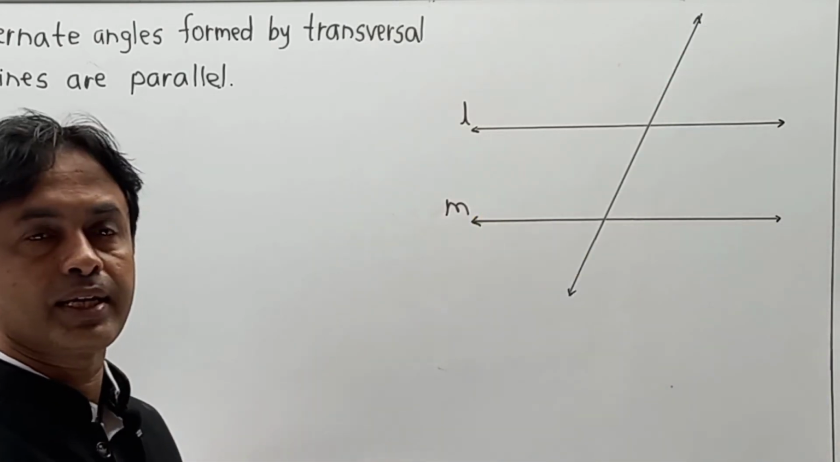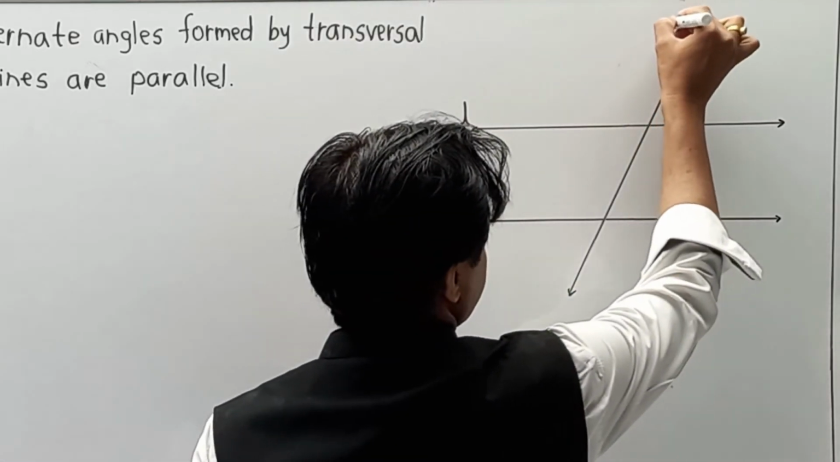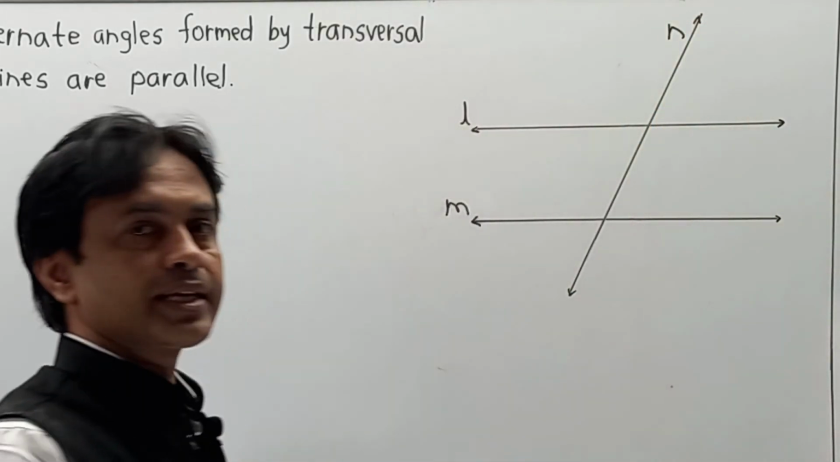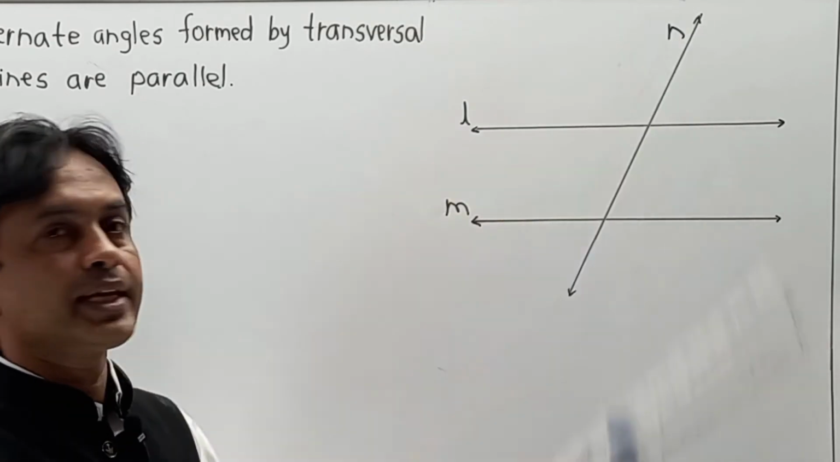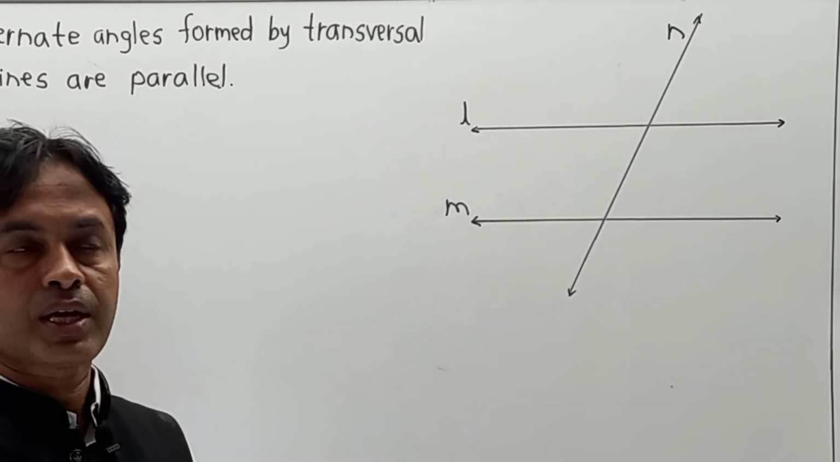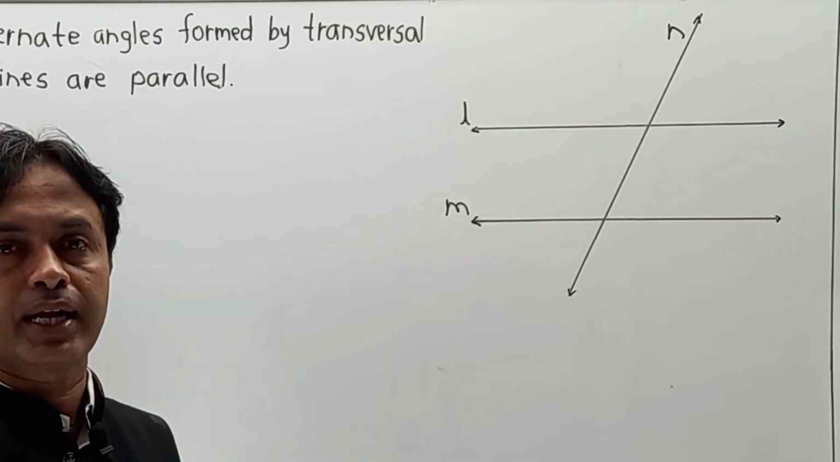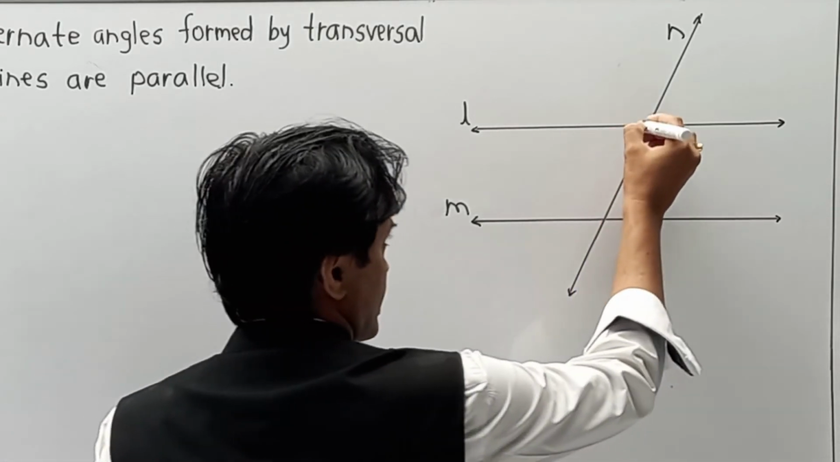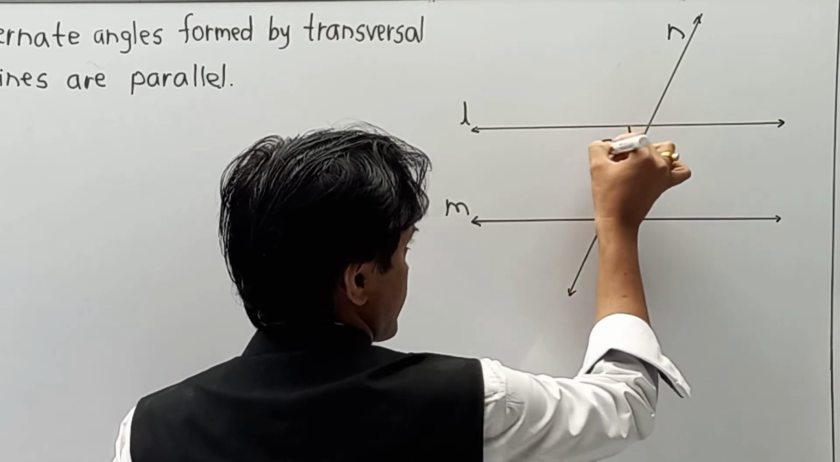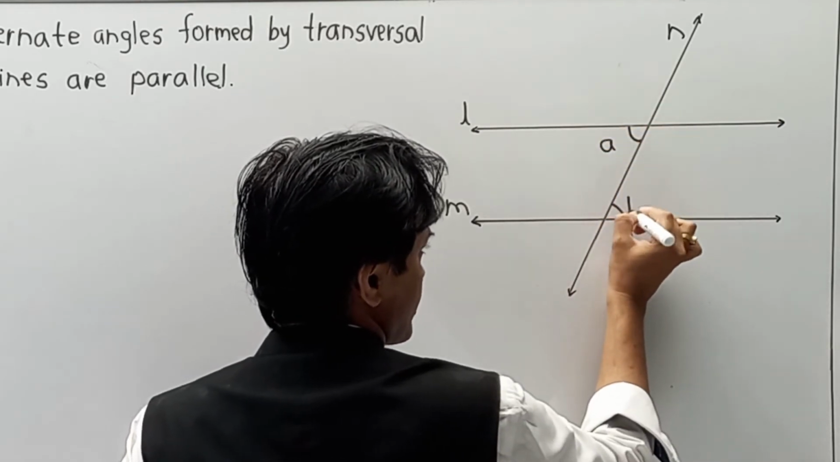Let us say the third line, I am going to indicate it by N. And this line is a transversal. So line N is nothing but the transversal for us. Now here, we have to take a pair of alternate angles. Let us say I am going to take one angle A over here and a second angle B over here.